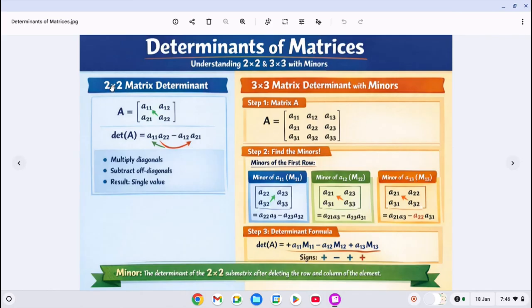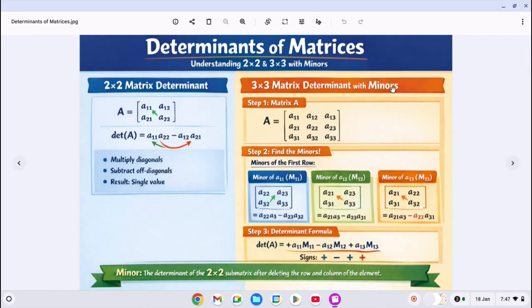If it is a 2 cross 2 matrix, we can find the determinant of the matrix just by multiplying the diagonals and subtracting them. Here the determinant of A is nothing but if you multiply the diagonal A11 and A22, subtracted by the cross diagonal elements A12 and A21. So cross multiply and subtract is the rule here.